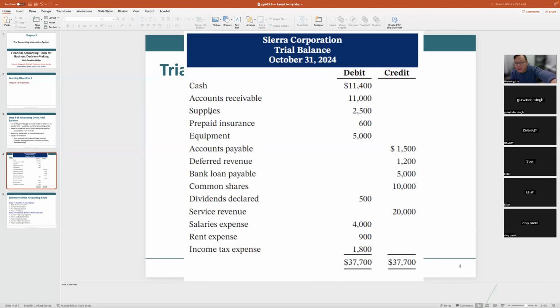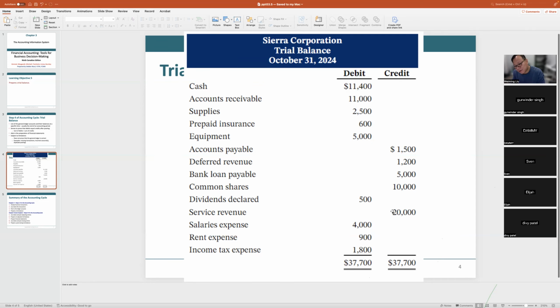You have cash, accounts receivable, supplies, prepaid insurance, equipment, accounts payable, deferred revenue, bank loan payable, common shares, dividend declared, service revenue, salary expenses, rent expenses, income tax expenses. The second column is the debit column, and to the very right, you have the credit column. For each account, you have a balance. For example, your equipment account has a debit balance of 5,000. Your common shares account has a credit balance of 10,000.